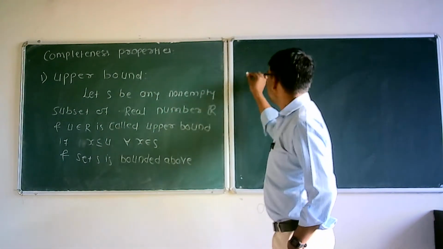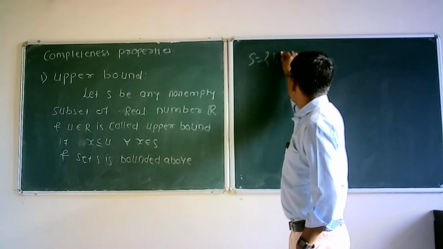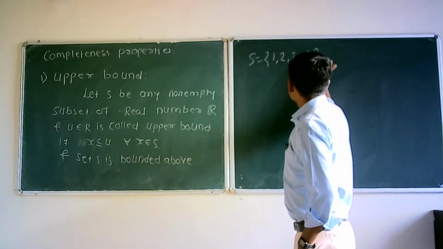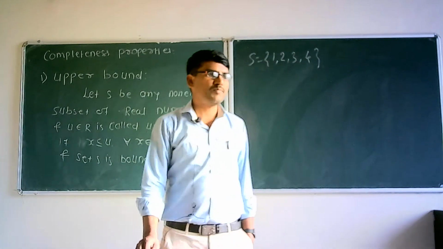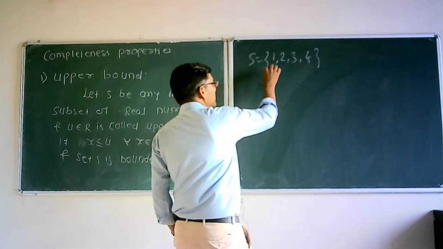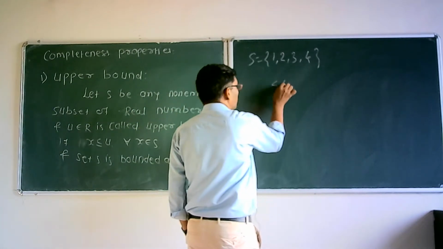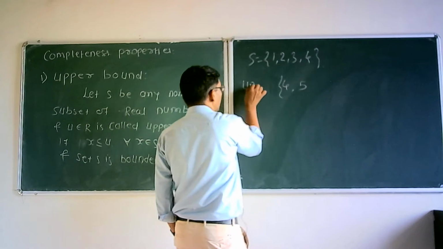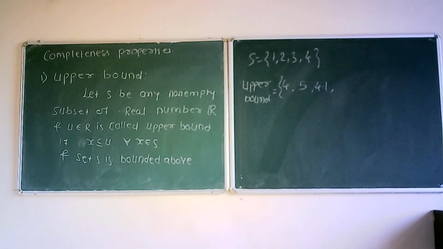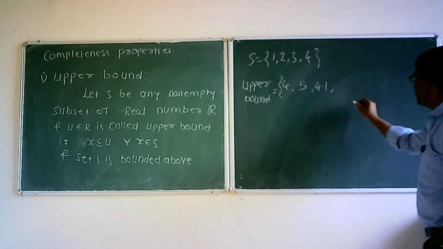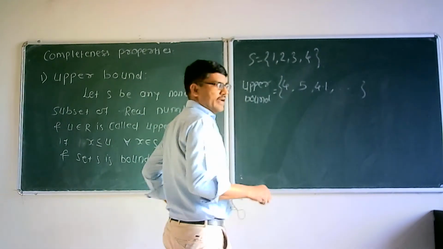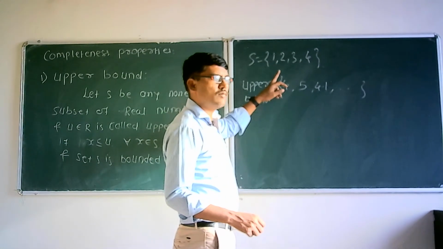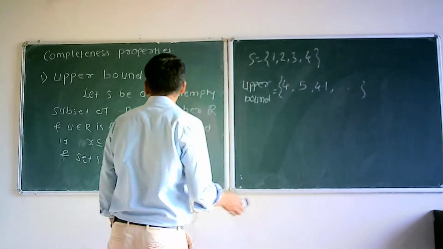For example, if we consider S is equal to {1, 2, 3, 4}, you can observe that this set is bounded above. Why? Because all these numbers are less than or equal to 4, 5. They are all upper bounds. So this set is bounded above.